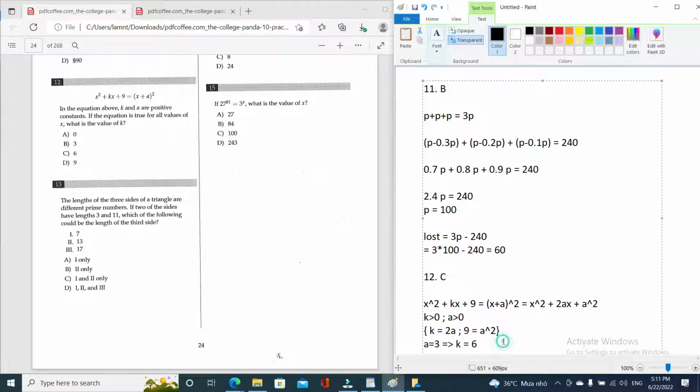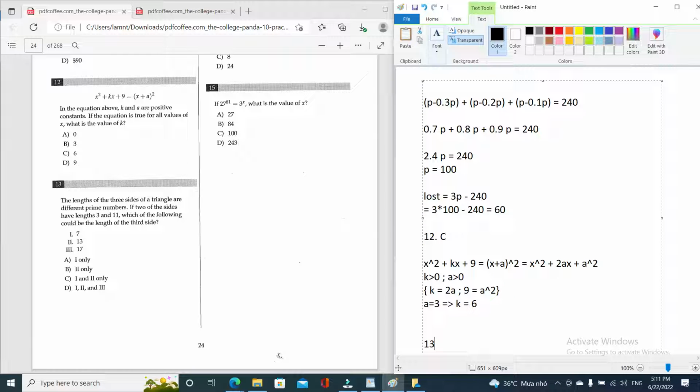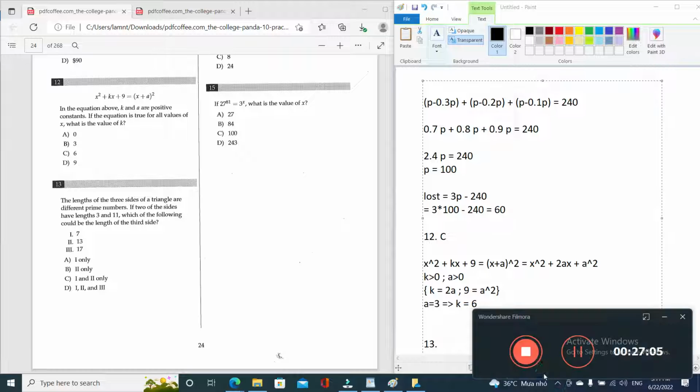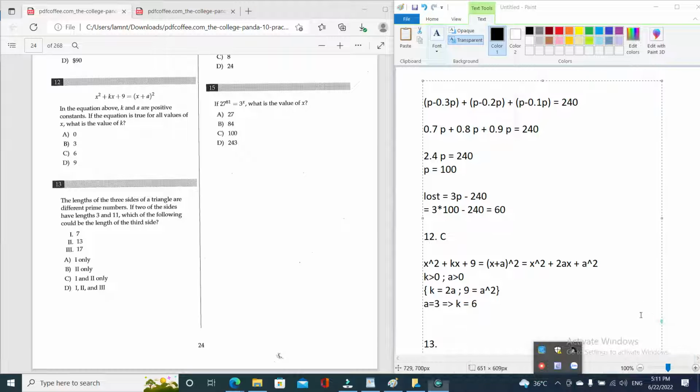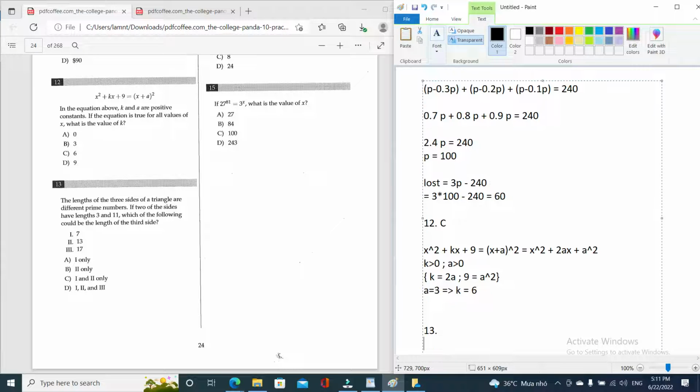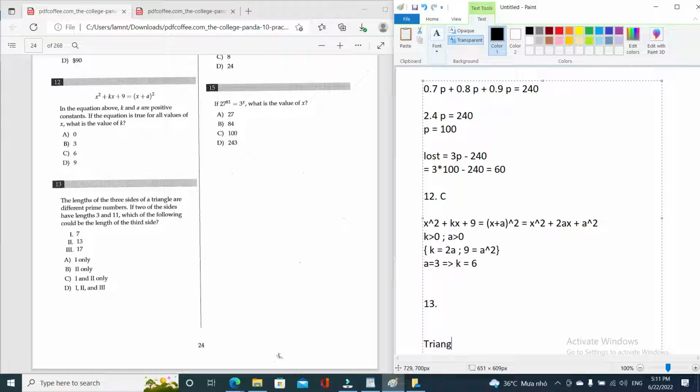Okay, let's try number 13. The lengths of the different sides of a triangle are 3 different prime numbers. If 2 of the sides have lengths 3 and 11, which of the following could be the length of the third side? We have to know the triangle inequality to solve this exercise.